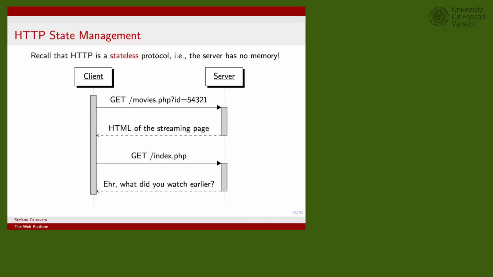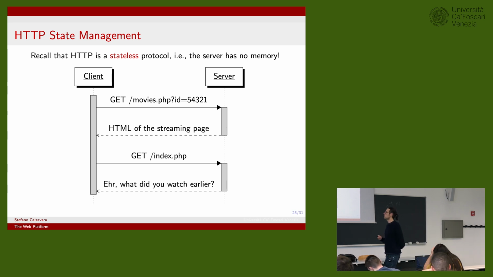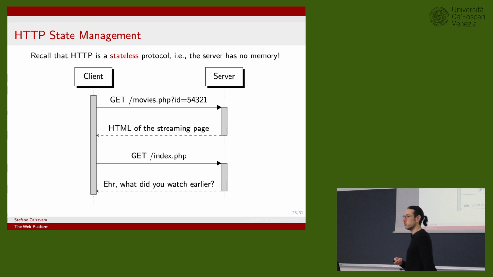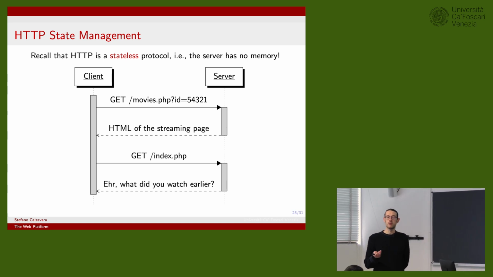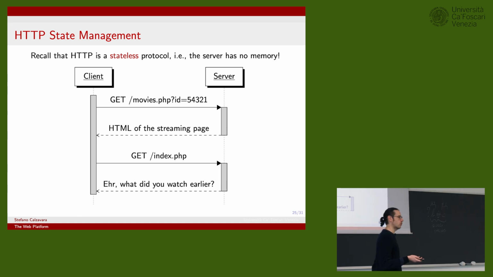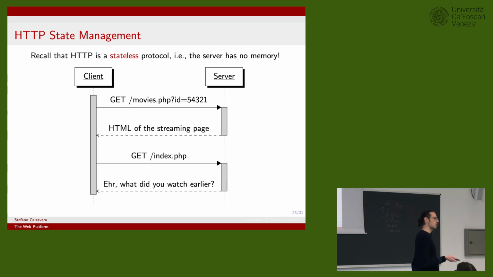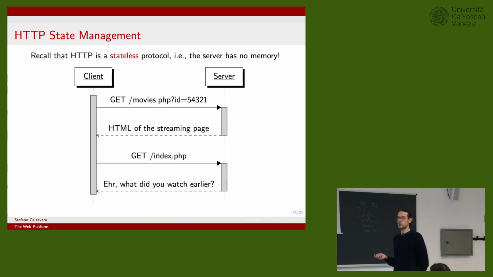Let me discuss now one important aspect of HTTP, which is state management. We said that HTTP is a stateless protocol, which means that the server has no memory. But you are familiar with applications which actually have memory. If you use streaming platforms such as Netflix, Prime Video, whatever you like to watch, you know that these systems keep a history of what you watched in the past and might implement a recommender system to recommend movies that you probably like. If the server had no memory, it would be impossible to implement something like that.